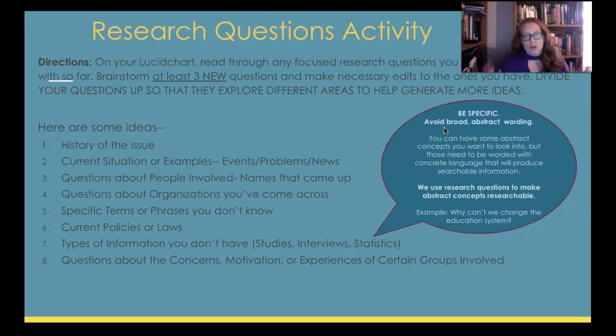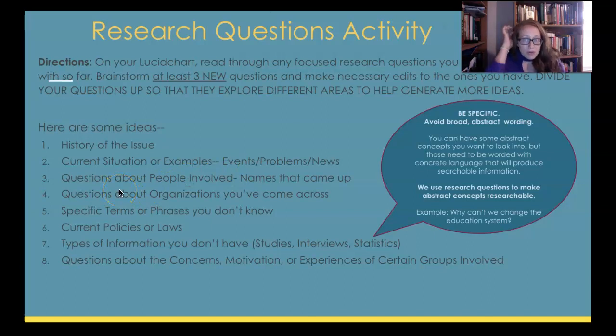So avoid the big abstract vague wording. We tried to avoid it even in our big questions, so certainly avoid it in your little questions because they're supposed to be what's helping break it down and make it more searchable. So you're going to add, maybe there's some history of the issue you come across that you're unaware of, or maybe you're not aware of the history of the issue at all and you want to start there. Current situation or example. So do you have enough news, firsthand accounts, things like that?